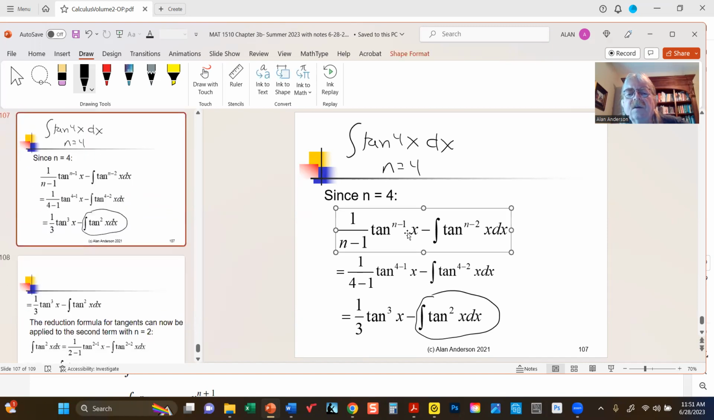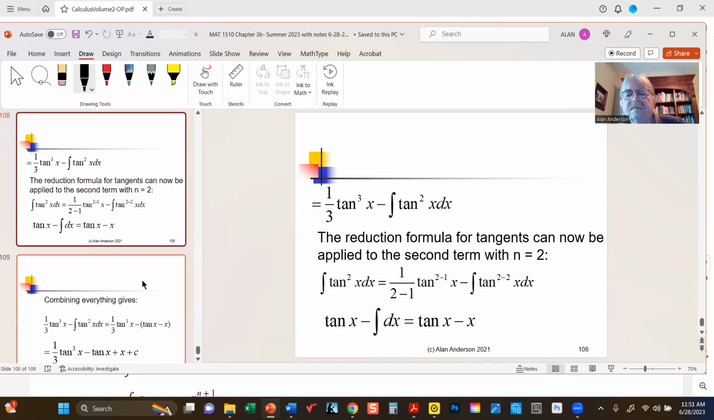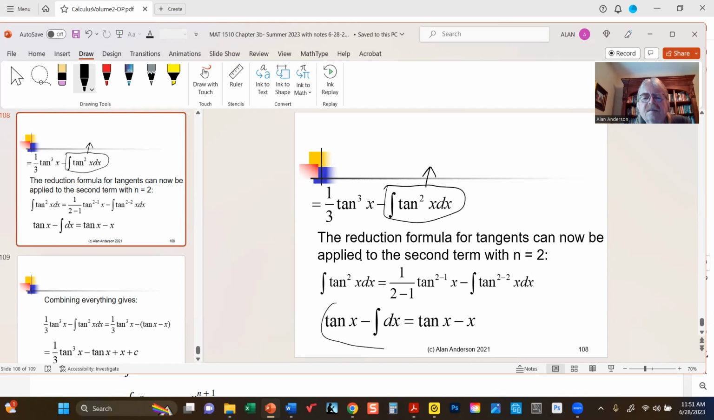this formula that we started out with, which we applied to tangent to the fourth power of x, can be applied again to the tangent square of x. So we're using the formula twice this time, except that this time n is equal to 2. And so what this is saying is that when you're done, all of this, as you can see from the bottom, equals the tangent of x minus x.